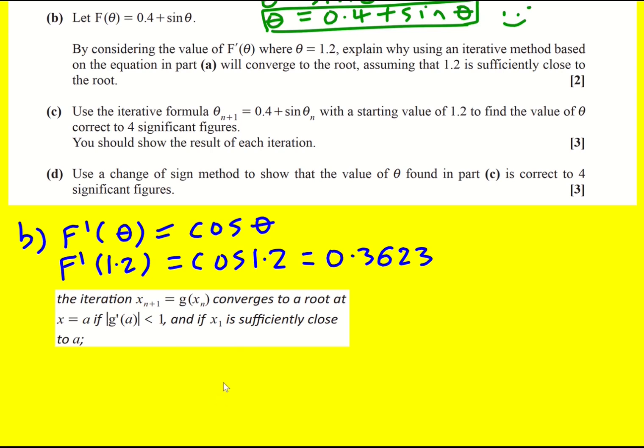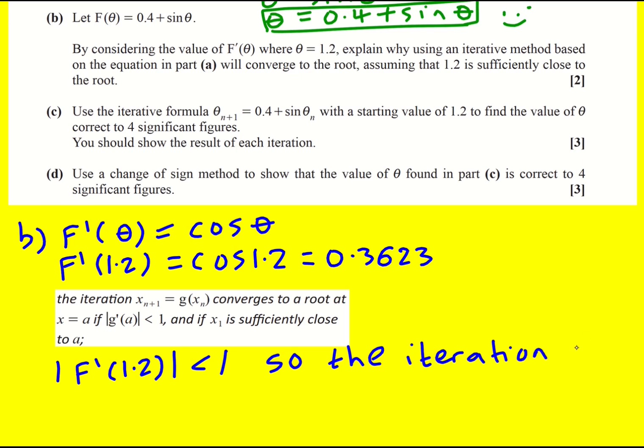So the short way of answering this question for these 2 marks is 1 mark for doing this bit, and then the second mark is to say that the modulus of f dash 1.2 is in fact less than 1. So the iteration will converge. Probably just add if 1.2 is sufficiently close to the root.